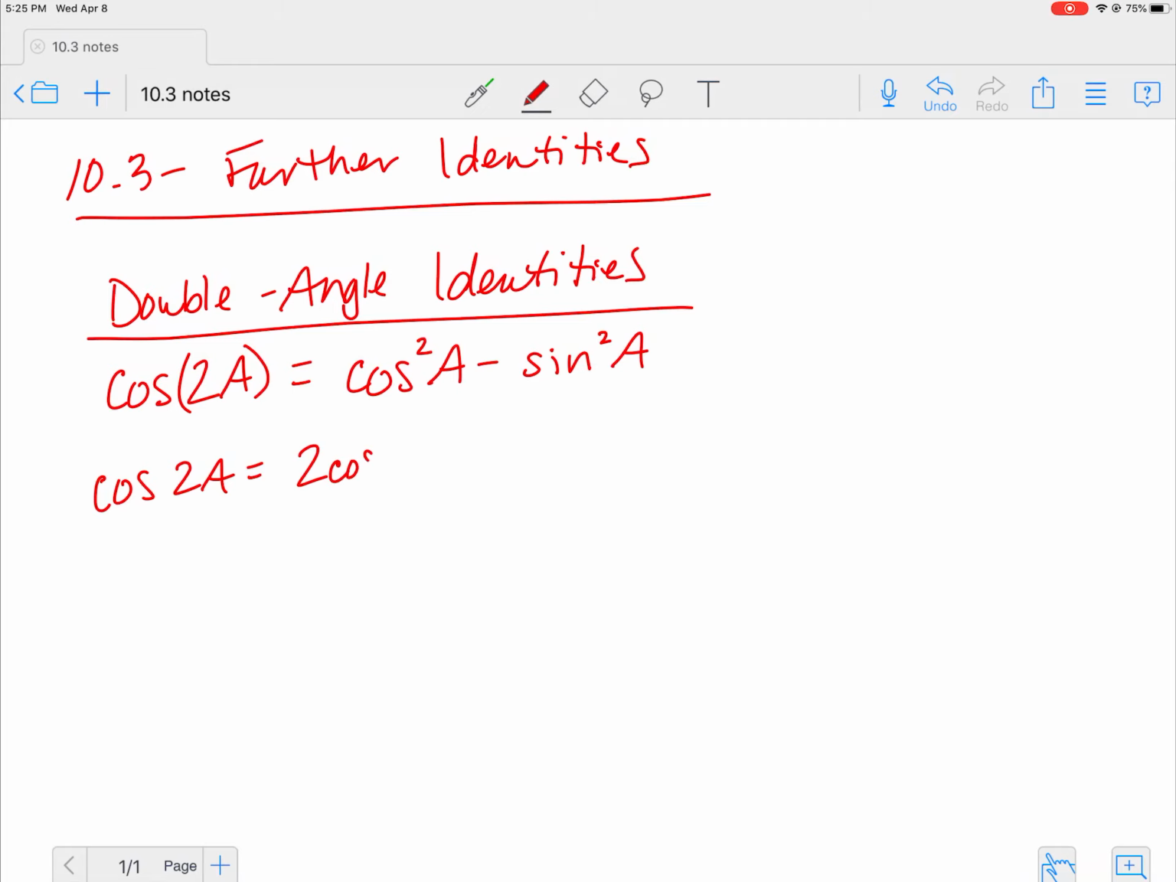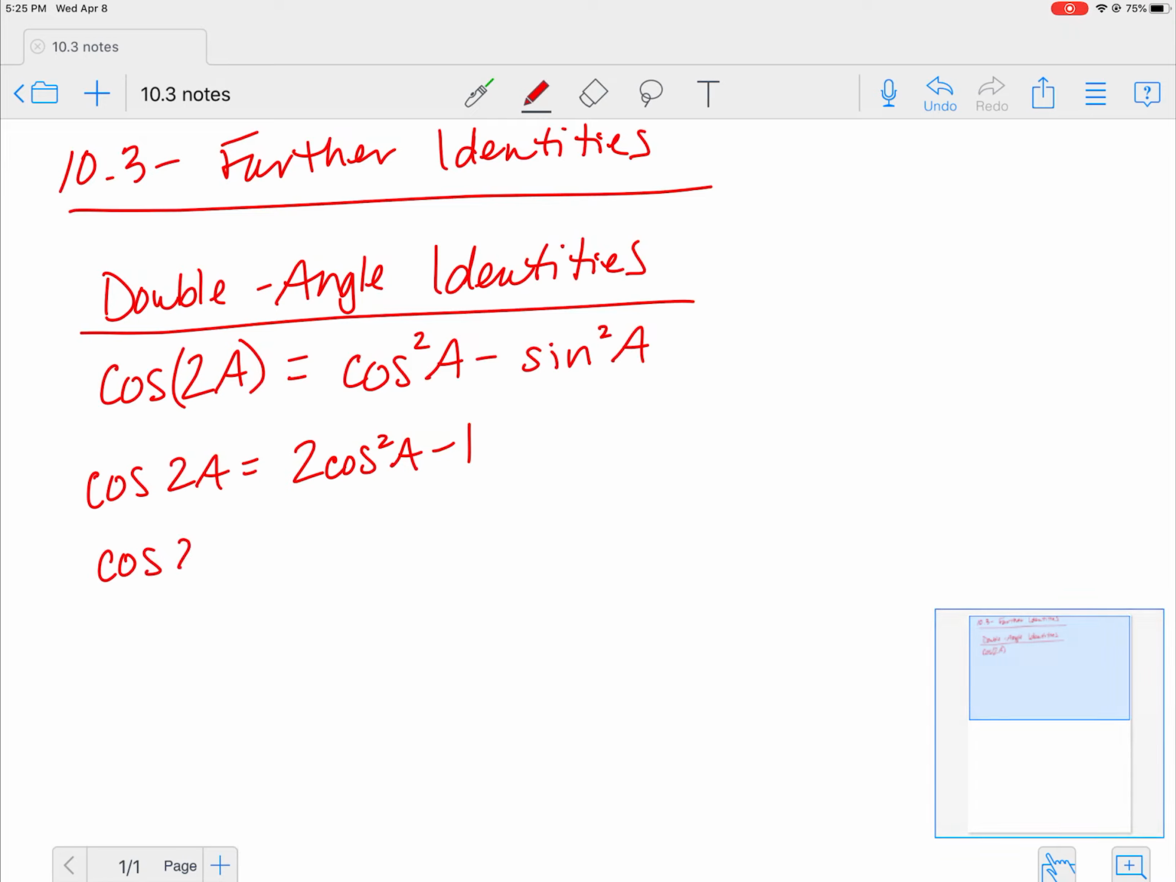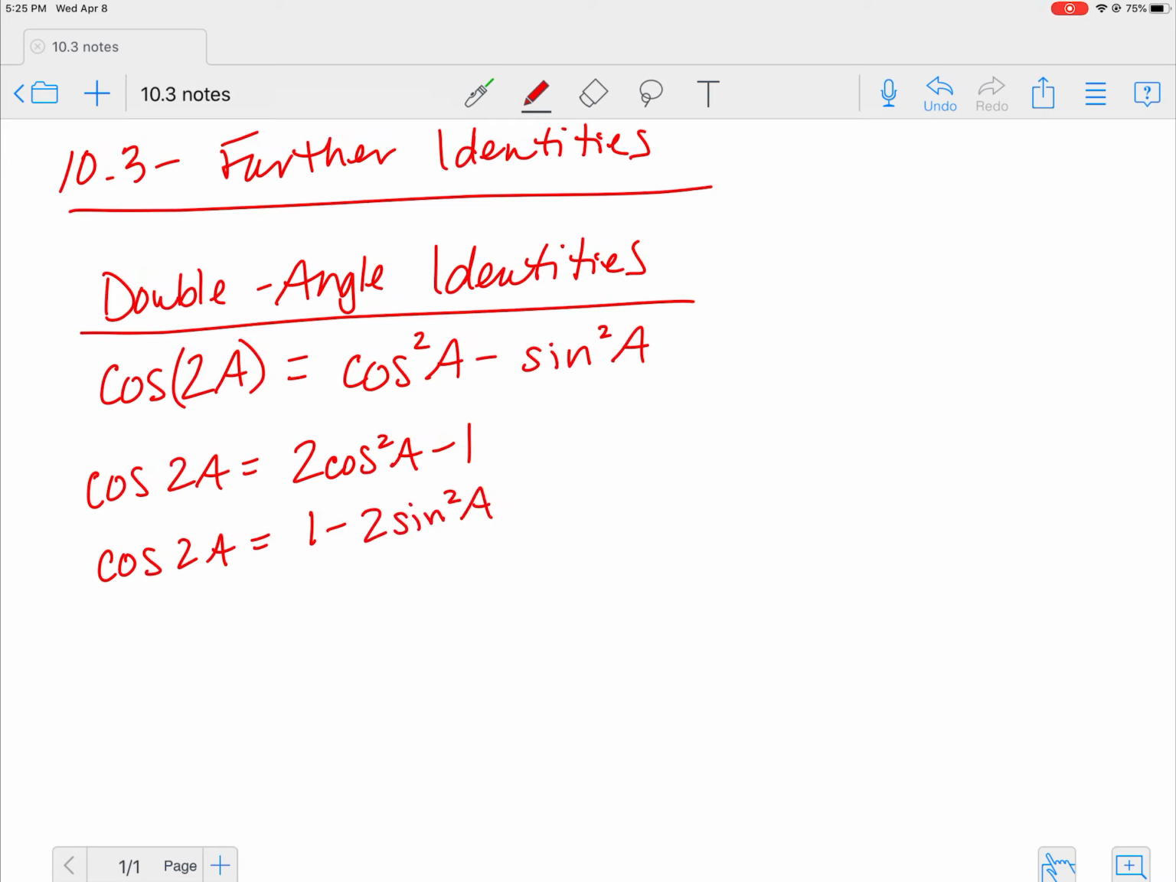So notice the difference here. This is a double angle. This is an exponent. All right? Okay. The other two for cosine are a little bit more interesting because we use those. So cosine 2a is now equal to 2 cosine squared a minus 1. And the last one for cosine double angle here is going to be 1 minus 2 sine squared of a.